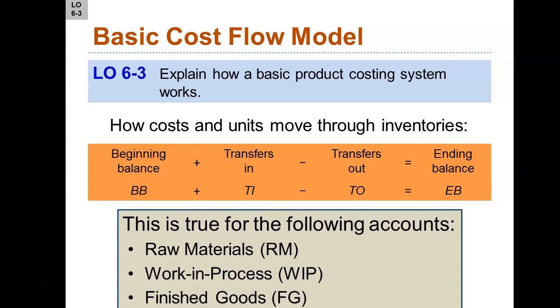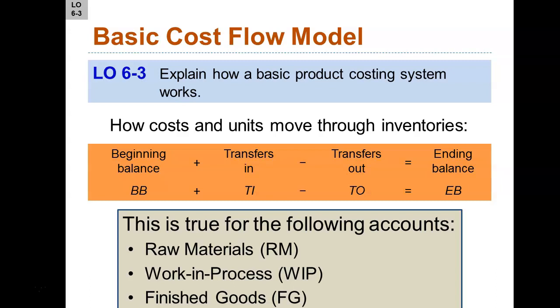So just remember, we're going back a little bit and talking about some things that we've already talked about before. So let's remind ourselves of what these terms mean. RM is going to be our raw materials. Our WIP is going to be our work in process. And FG is going to be our finished goods. This is all the same old thing.